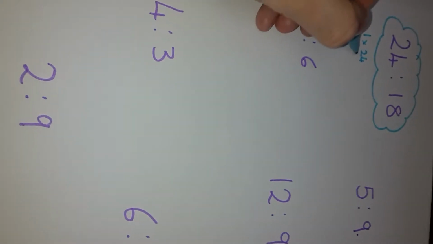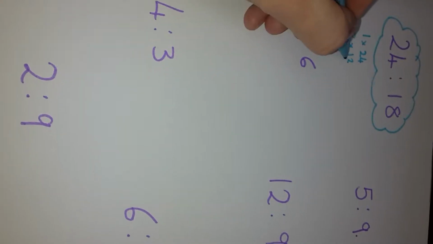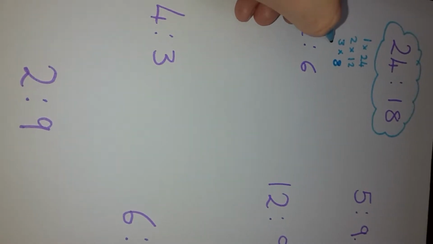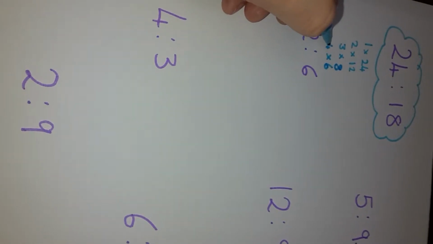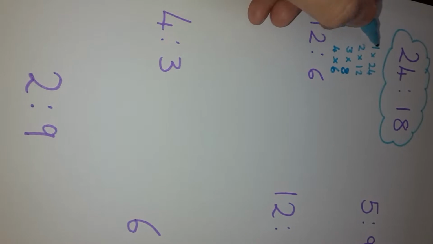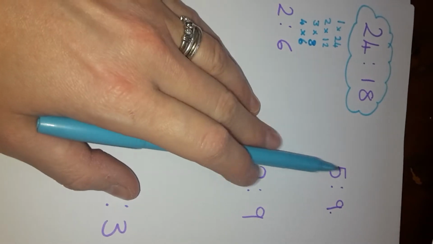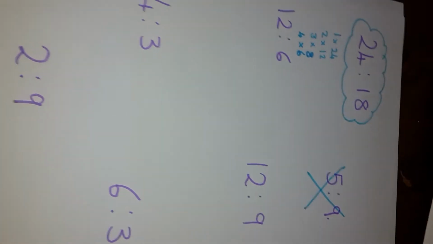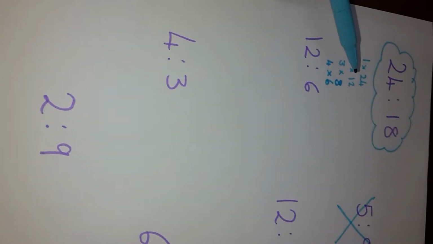So 1 times 24, 2 times 12, 3 times 8, 4 times 6. 5 won't go into it because 5 would sit in between 4 and 6, so that's our list of factors. Okay, so 5 is not a factor, so there's no way that we could multiply 5 to make 24, so I know straight away that this is impossible. Let's have a look at this one. Is 12 a factor? Yes, it is.